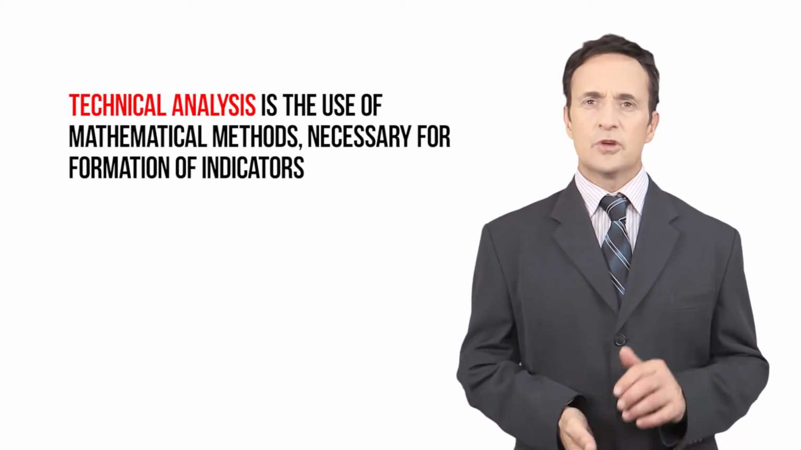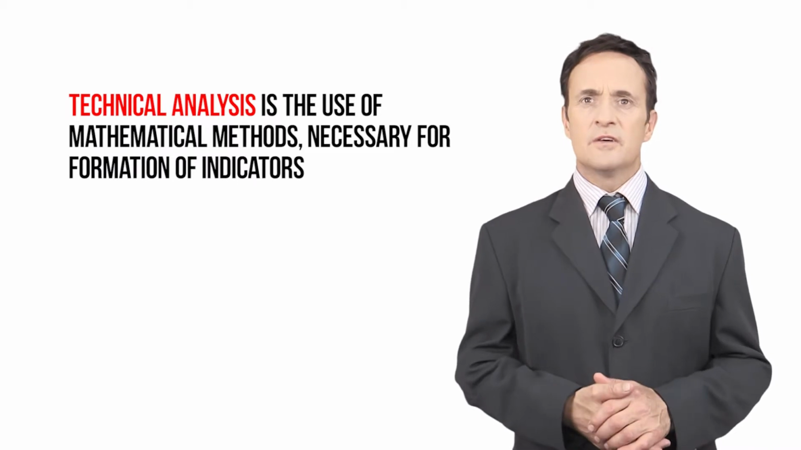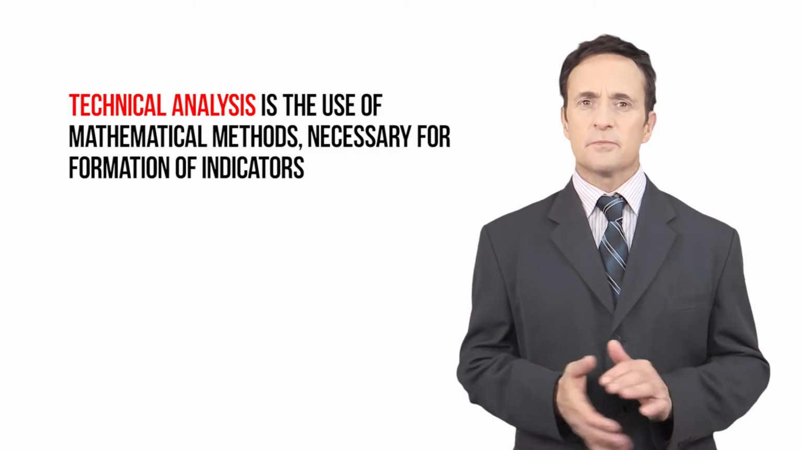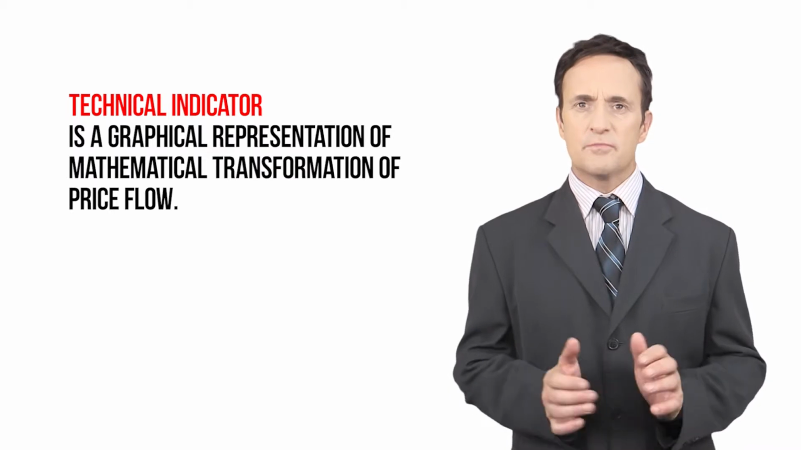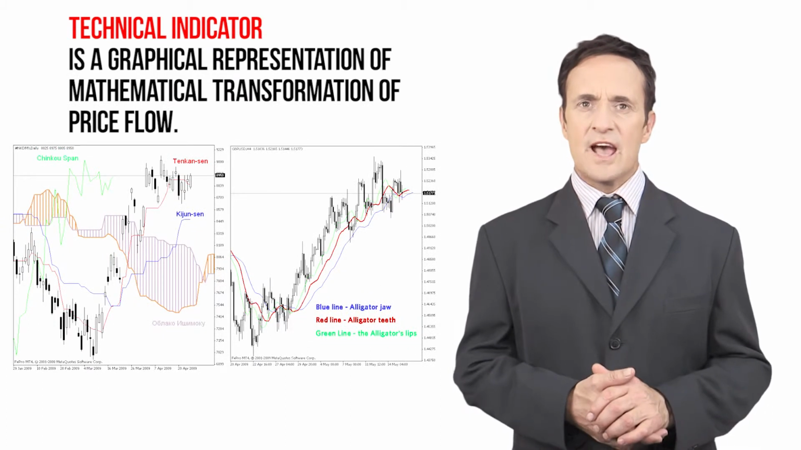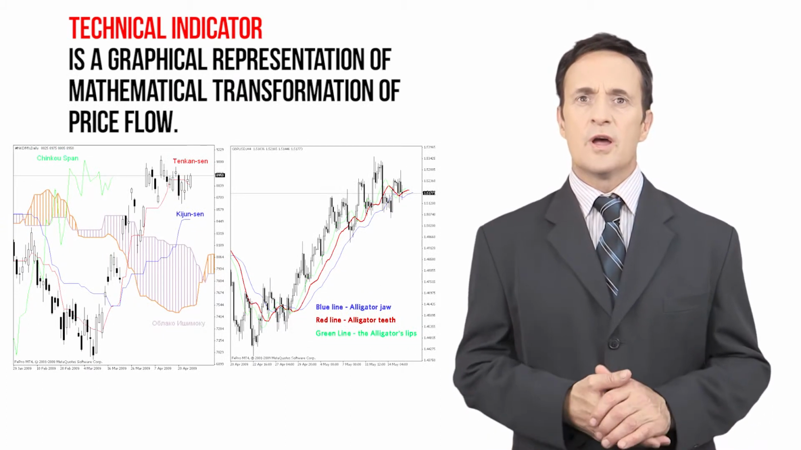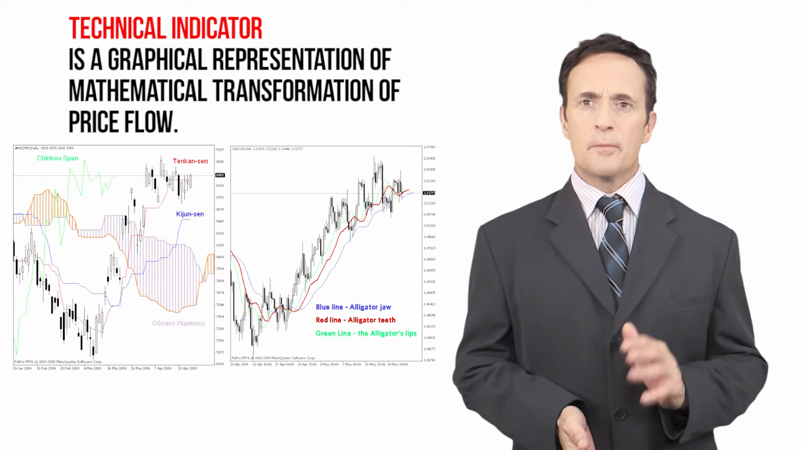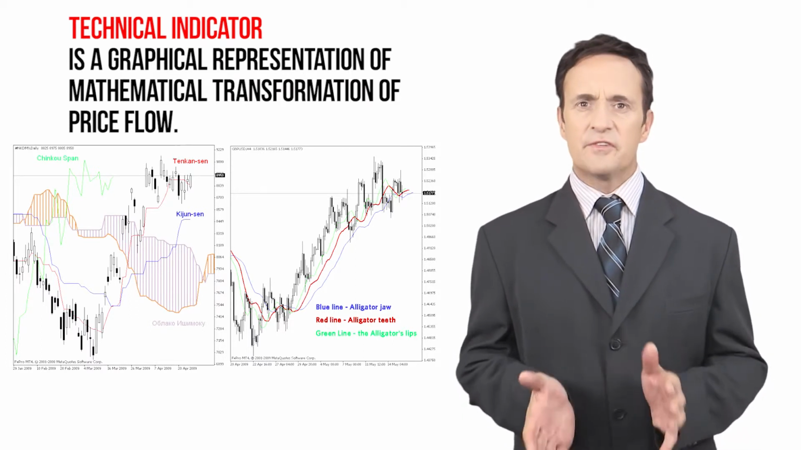Technical analysis is the use of mathematical methods necessary for the formation of indicators that will act as filters for determining the particular properties of the market. In fact, they are mathematical tricks in financial markets. The main tool of technical analysis is the technical indicators. Technical indicators are graphical representations of mathematical transformations of the price flow. There is a large number of indicators. As in the case of meat, fish, or fruit preferences, there is no right or wrong one. Everything depends on whether you can build the right trading strategy on these very factors.